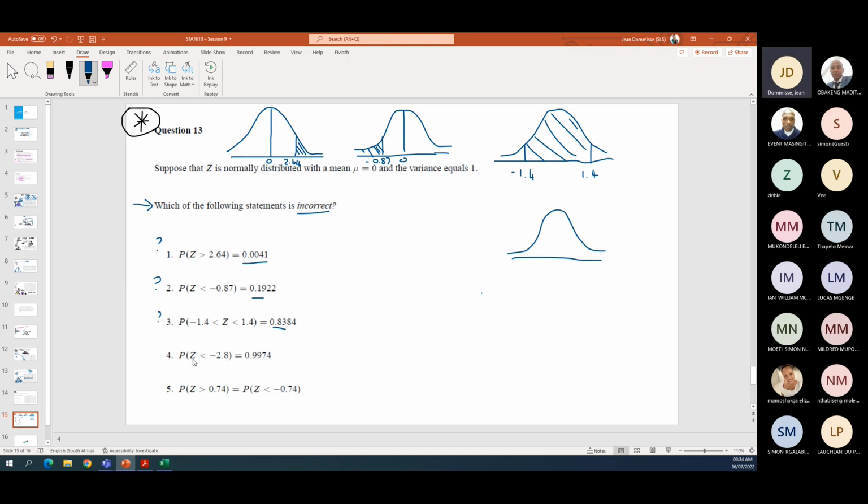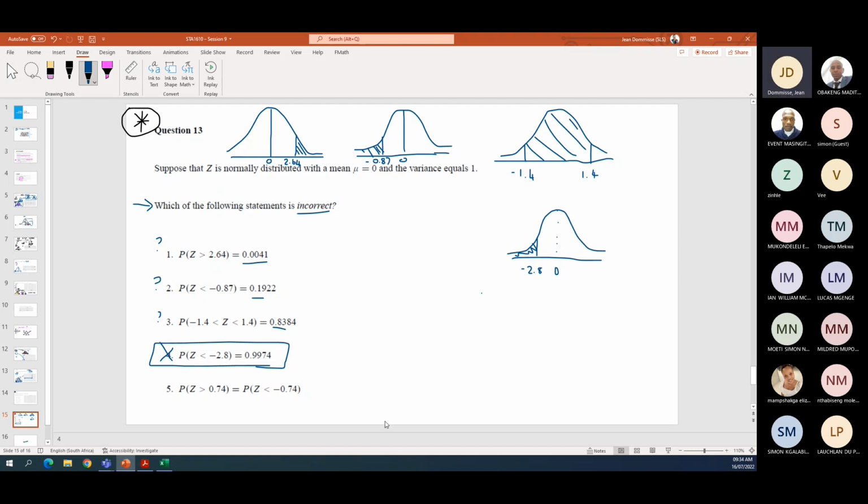Probability that Z is smaller than minus 2.8, smaller than that. Okay, so we're looking at that area. So it needs to be smaller than 0.5. Okay, it is not. So that is definitely incorrect.